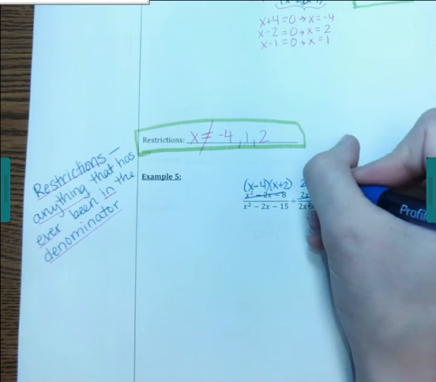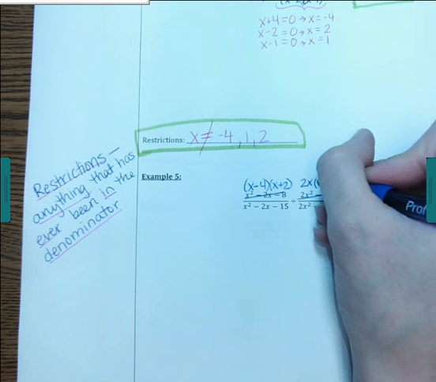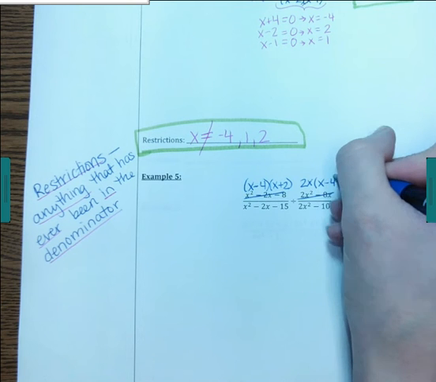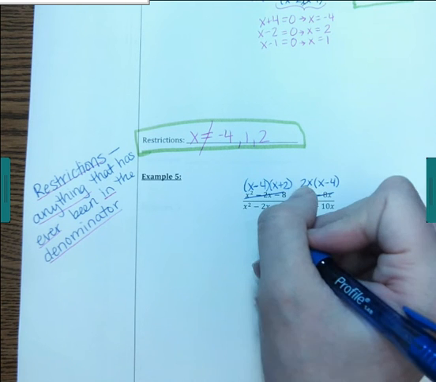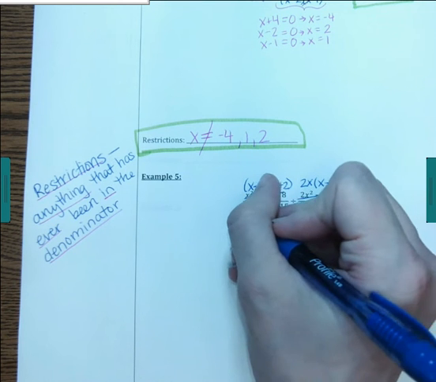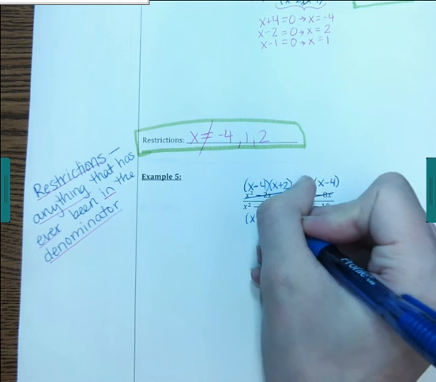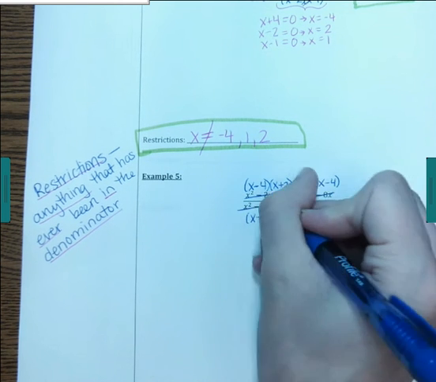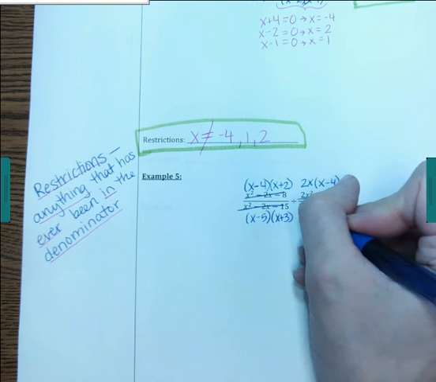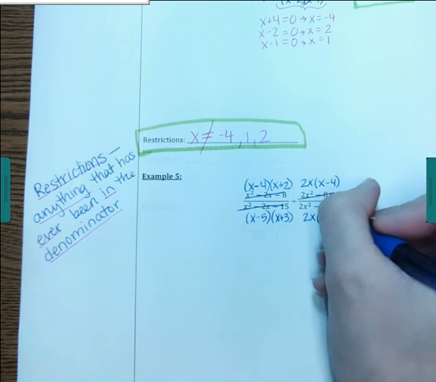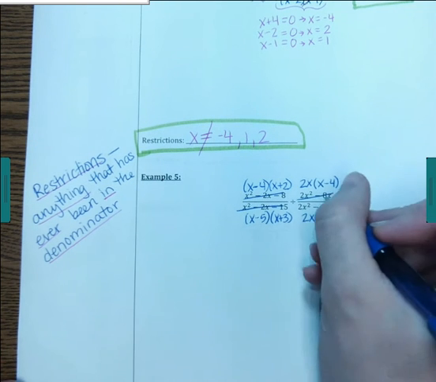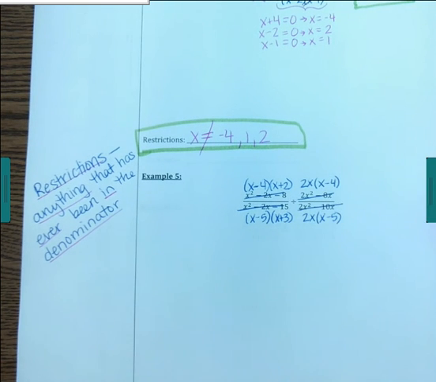So 2x is the greatest common factor. 2x squared divided by 2x is just x. Negative 8x divided by 2x is negative 4. And here, negative 15, negative 2, so x minus 5. X plus 3, and this is also greatest common factor, 2x, x, 5. Okay?